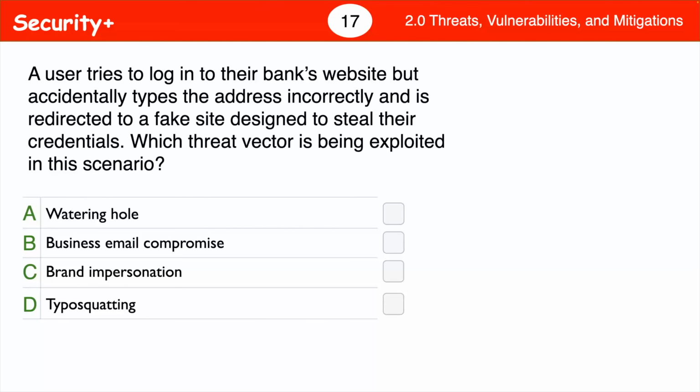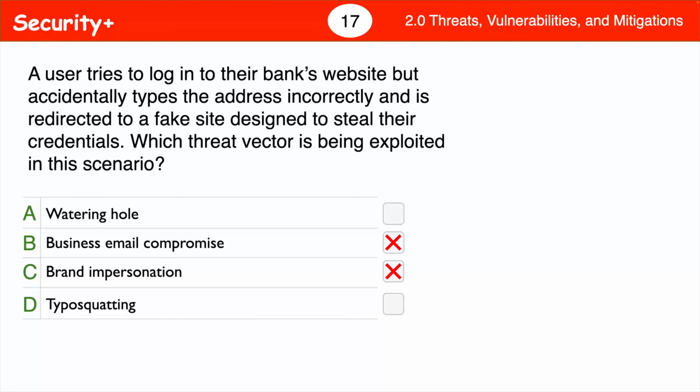And we can start by eliminating B, business email compromise. This would involve something like fraudulent emails, not fake websites, commonly referred to as something within phishing. Not always, but it has a lot to do with phishing. Next, we can eliminate C, brand impersonation. Brand impersonation mimics a brand's look and feel, but doesn't rely on typing mistakes. Now, it's important to note that brand impersonation could be happening here, but this scenario is asking what the threat vector is, all right?